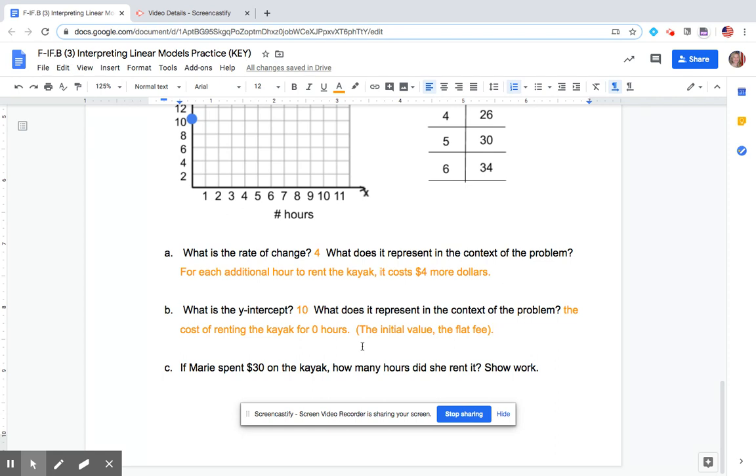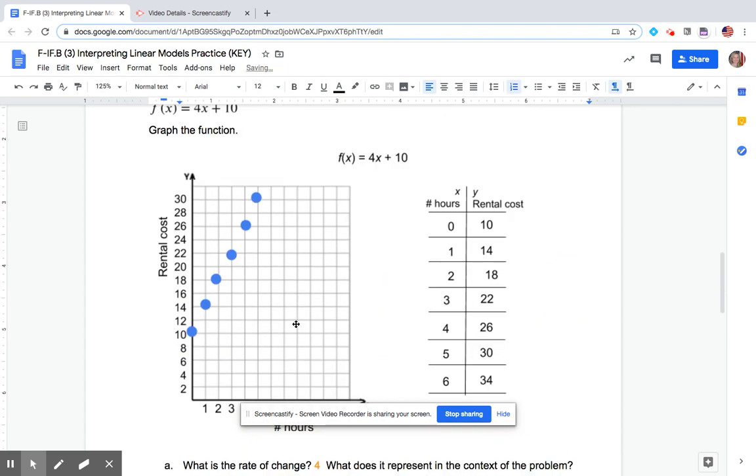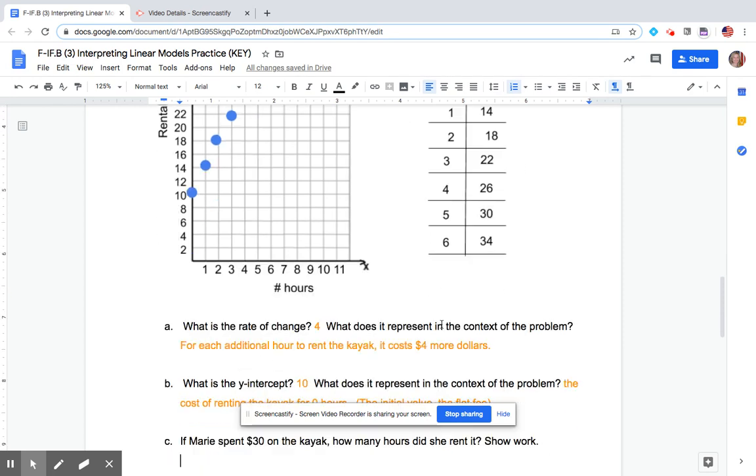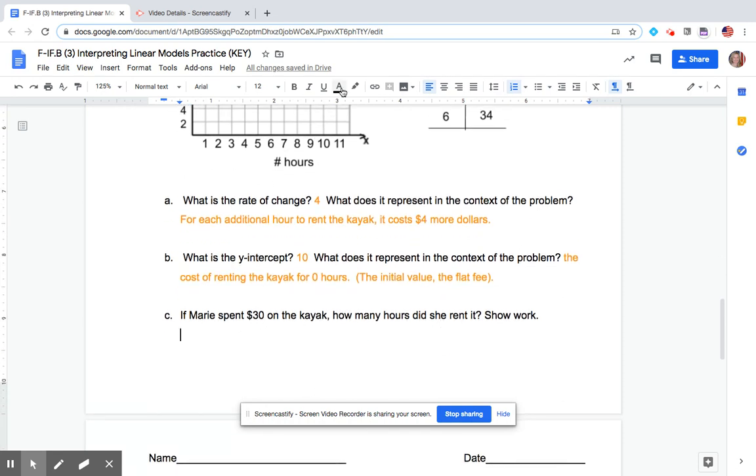And then if Marie spent $30 on the kayak, how many hours did she rent it? All right, if she spent $30 on the kayak, we could take our graph right here, and we can see that. If she spent $30, it would be 5 hours. Same thing with the table. If she spent 30, it would be for 5 hours. And we also could have figured that out with the equation, but why bother if it's there on the table?